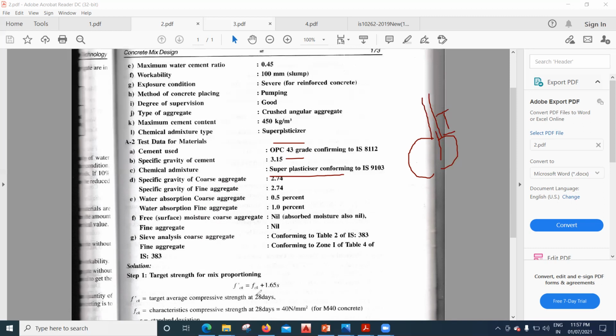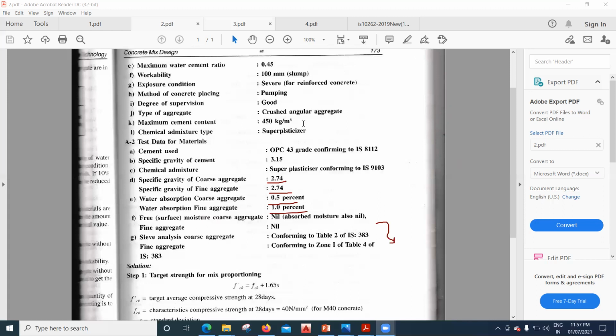Next, the specific gravity of coarse aggregate is 2.74, and the specific gravity of fine aggregate is 2.74. Again, you have to take the aggregates and do the sieve analysis, and then you come to this conclusion. Water absorption in the coarse aggregate is 0.5%, and in the fine aggregate it is 1%. Moisture content is nil for both coarse and fine aggregate. For the sieve analysis of the coarse aggregate, this is the table they have given, conforming to zone 1 and so on.